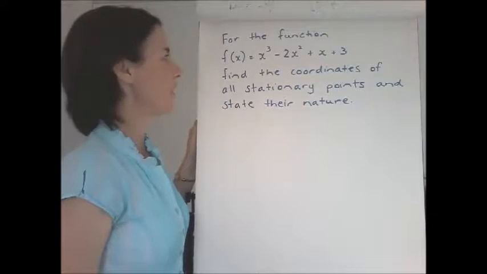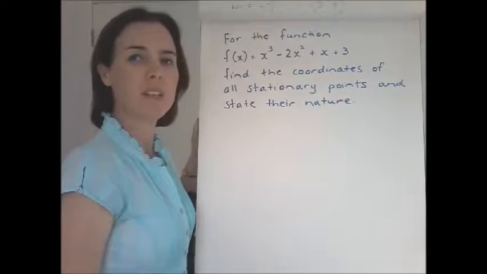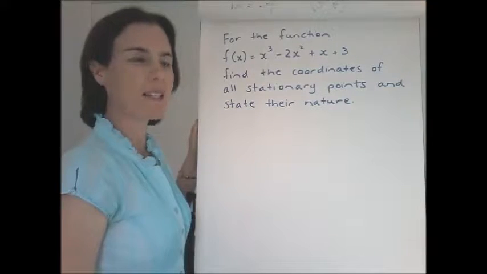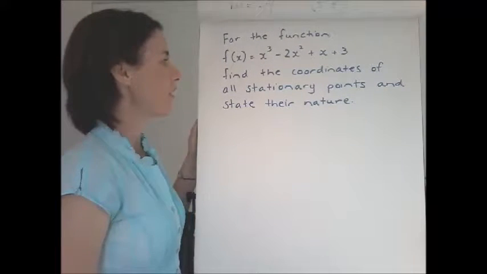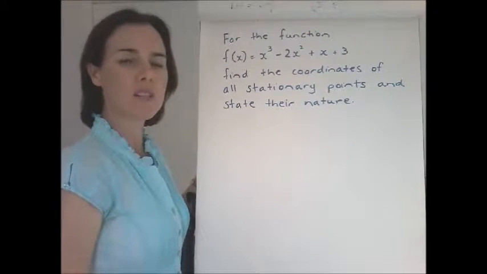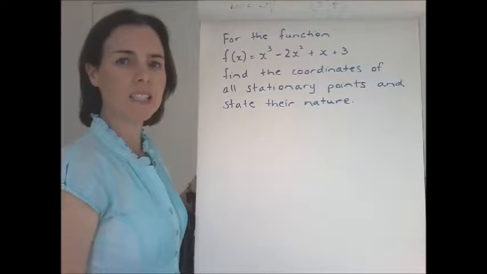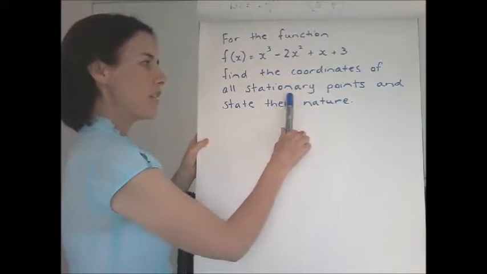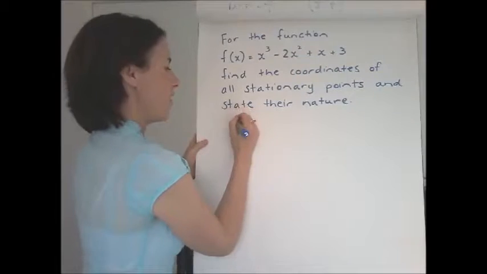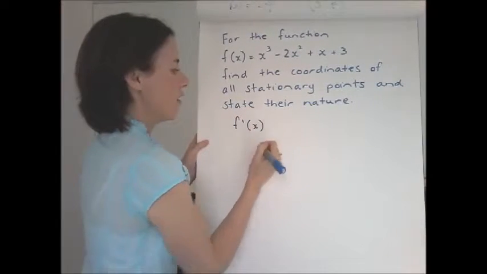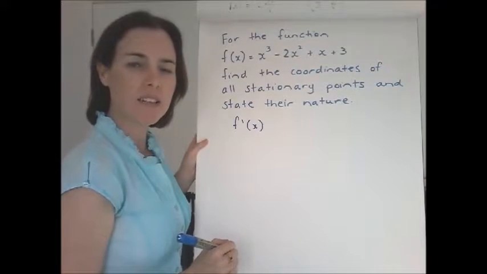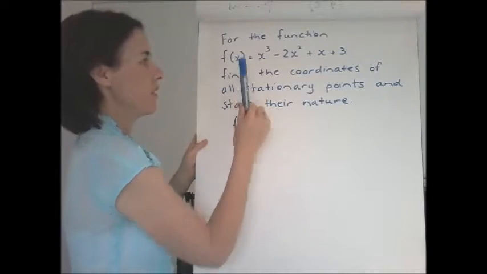For the function f(x) equals x cubed minus 2x squared plus x plus 3, find the coordinates of all stationary points and state their nature. Stationary points occur whenever f dash x is equal to 0. So let's find f dash x, which is the derivative of f of x.